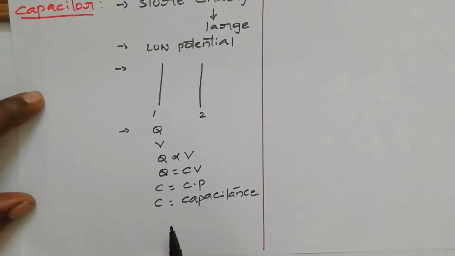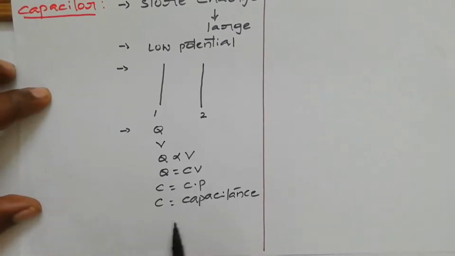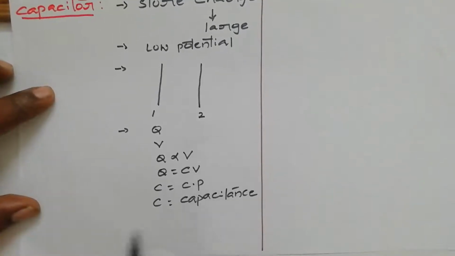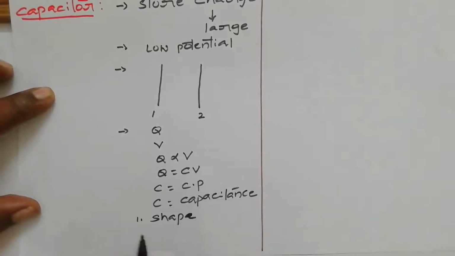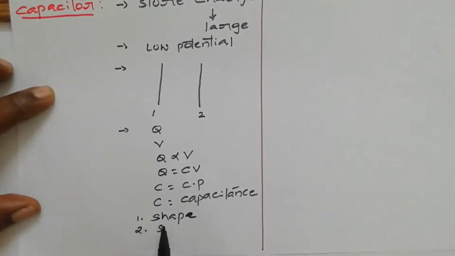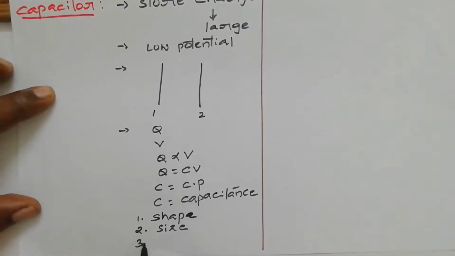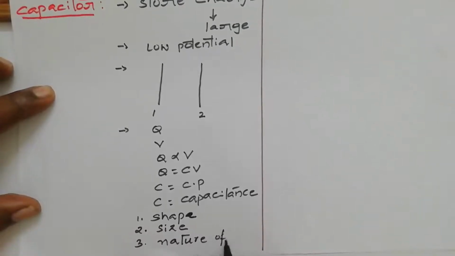What are the factors on which the capacity of a capacitor depends? The capacity of a capacitor depends on three factors. The first one is the shape of the capacitor, the second one is the size of the capacitor, and the third one is the nature of the medium between the two plates of the capacitor.